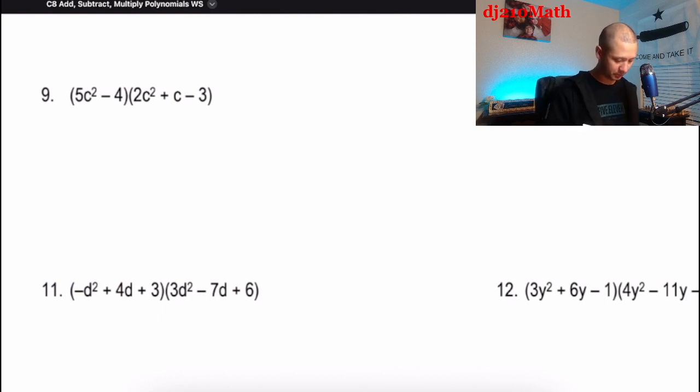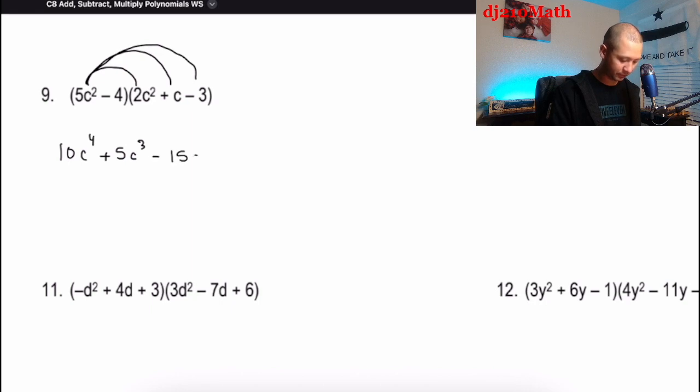Binomial and trinomial. This is where the work comes in. So this is going to be 10c to the fourth because we add the exponents. This is going to be 5c cubed, negative 15c squared.